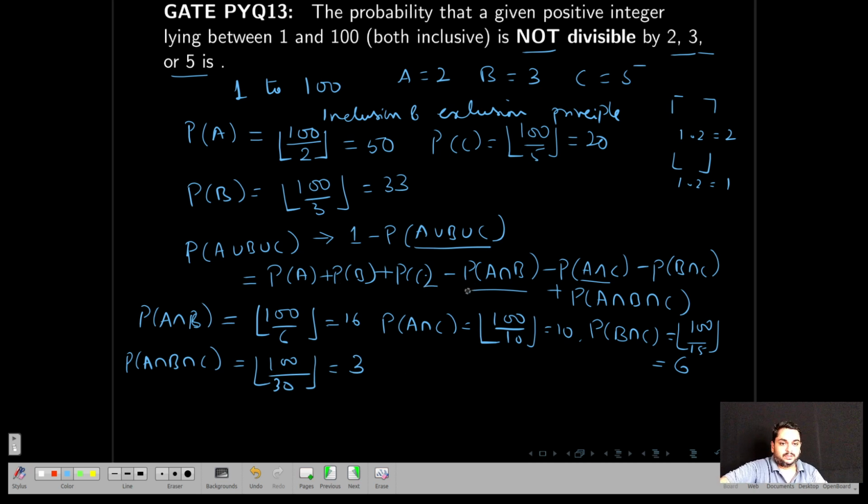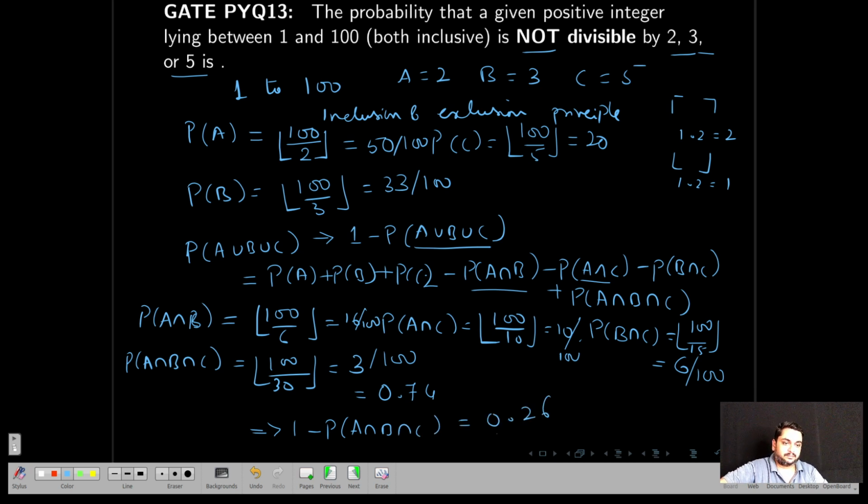Now you put in these values, and then what is the total probability value? So P of A is 50, divided by 100, and so on. You go on dividing by 100 because I am calculating the probability value here. So what you will get is 0.74. What I want is 1 minus this P of A intersection B intersection C. This will be equal to 0.26. That is the answer.